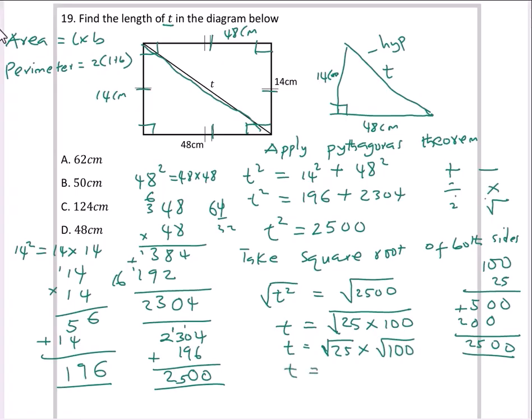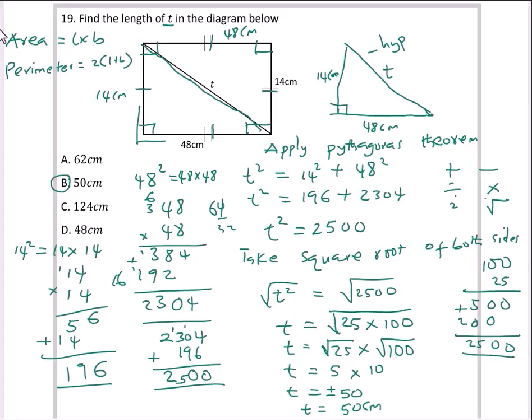Okay, so t is equal to square root of 25 is just 5 multiplied by square root of 100 is 10. So when you multiply the both of them, you are going to have 5 times 10, that's 50. Now whenever you take the square root function, your answer is either a plus or minus. But because we are dealing with geometry, squares and shape triangles, you cannot have a negative. So t is just equal to 50 because it's in cm, so centimeter. The right option is option B.